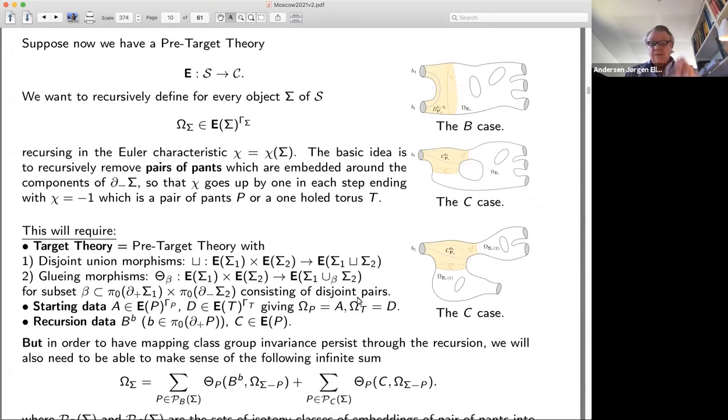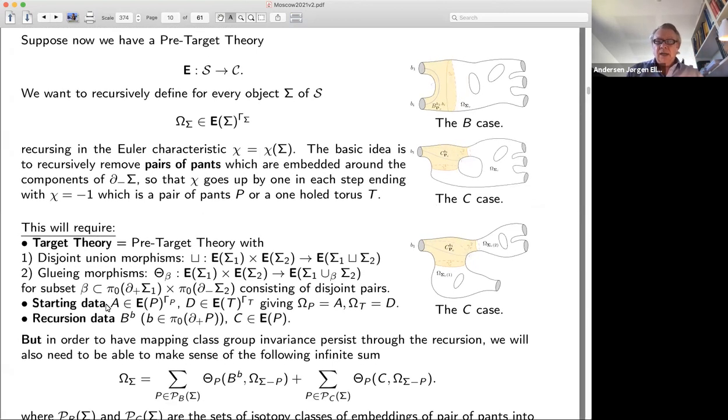Because if I have that, then I can ask that I have starting data, which is some specific vector A in the pair of pants vector space, invariant under the mapping class group of the pair of pants. I have some D, which is in the torus vector space, also invariant under the mapping class group of the torus. And then my initial starting point is just omega P will be A and omega T will be D. But now I also need recursion kernels. So I also need a B, which will actually depend on the choice of the two out boundaries that a pair of pants has, and then a C, which is symmetric in the two out boundaries of a pair of pants.